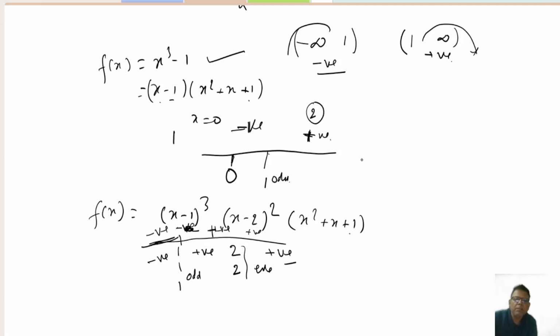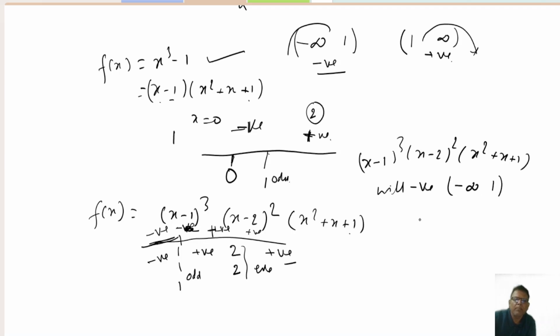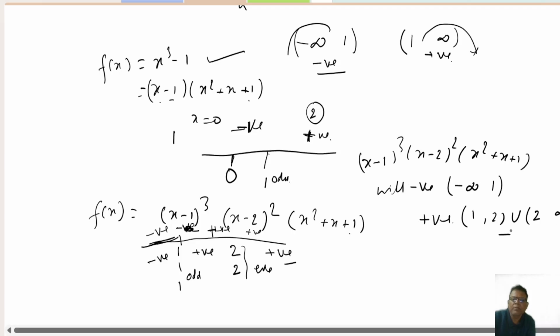That means the value of (x minus 1) cube, (x minus 2) square, (x square plus x plus 1) will be negative from minus infinity to 1, and positive from 1 to 2 and from 2 to infinity.